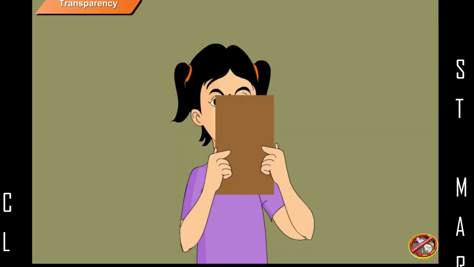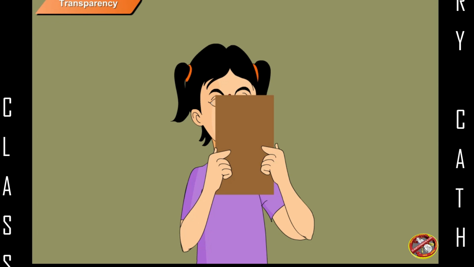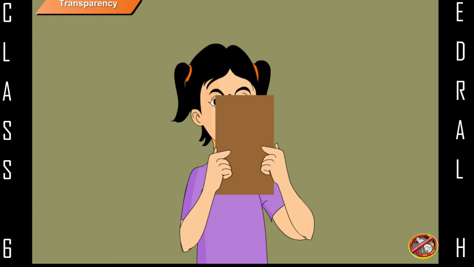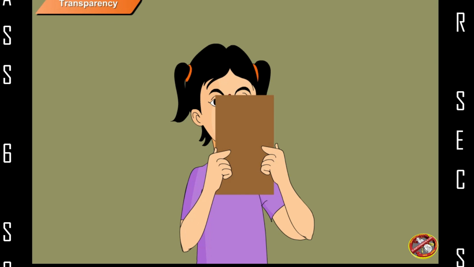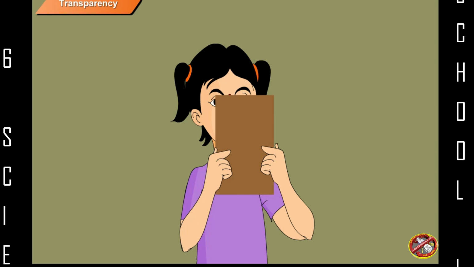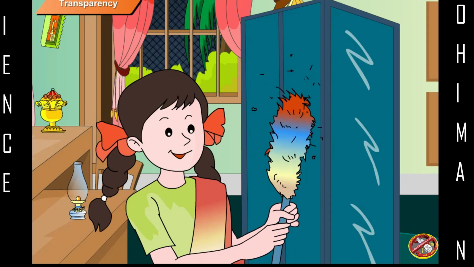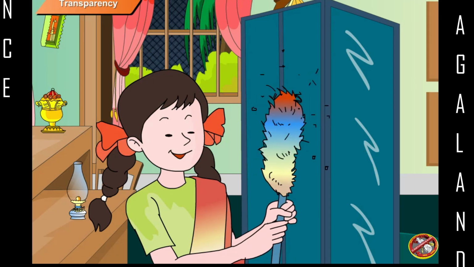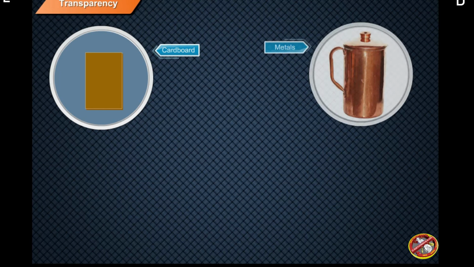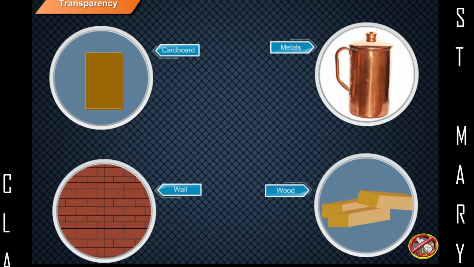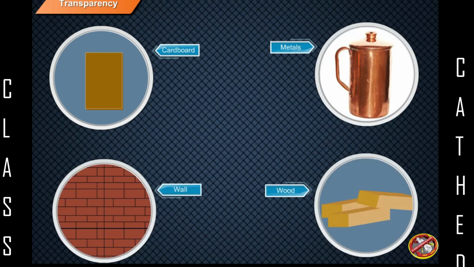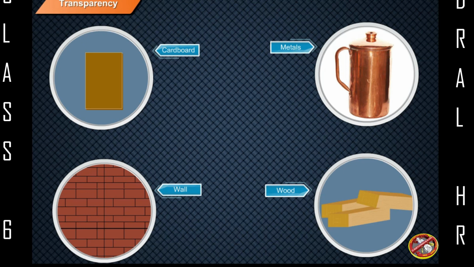Materials through which we cannot see objects clearly are called opaque materials. And this property of the materials is called opaqueness. We keep our things in closed iron almirahs so that they cannot be seen. Cardboard, metals, wall, and wood are some examples of opaque objects.